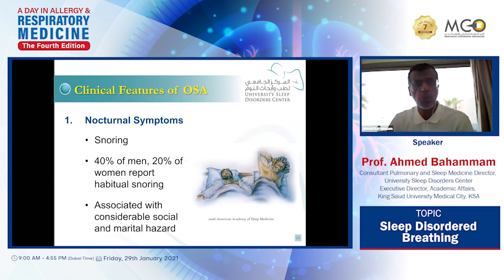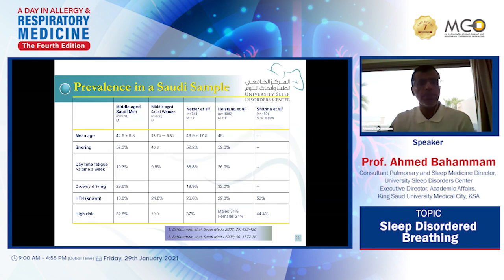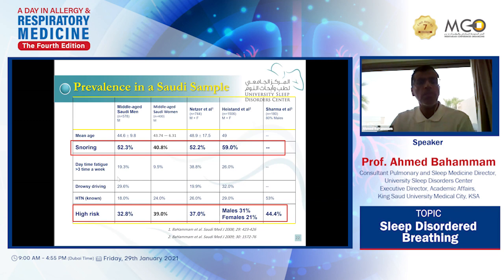What are the symptoms of obstructive sleep apnea? Snoring is the cardinal symptom. The prevalence in different countries has been reported, including our region in Saudi Arabia and the United Arab Emirates. I'll show you data from Saudi Arabia, which is almost the same as in the Emirates, same population. Snoring in middle-aged men in Saudi Arabia is around 50% of those who know that they snore. Some of them snore and don't know. This is comparable to that in the West.